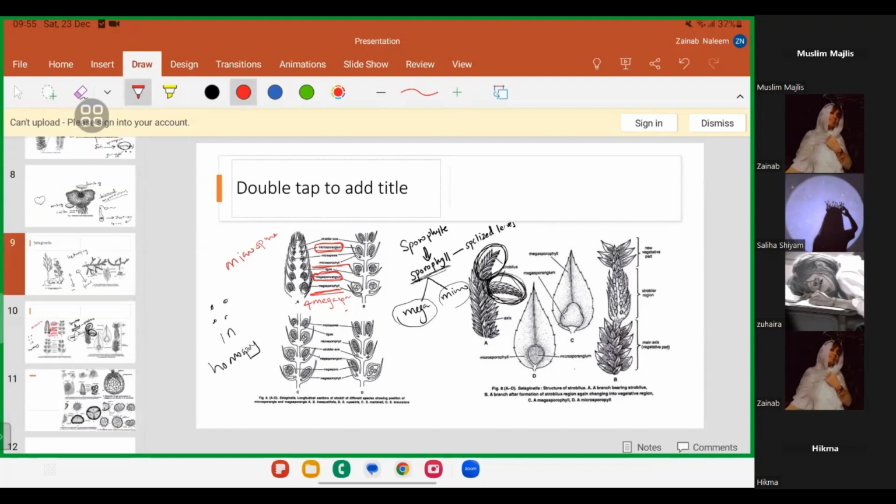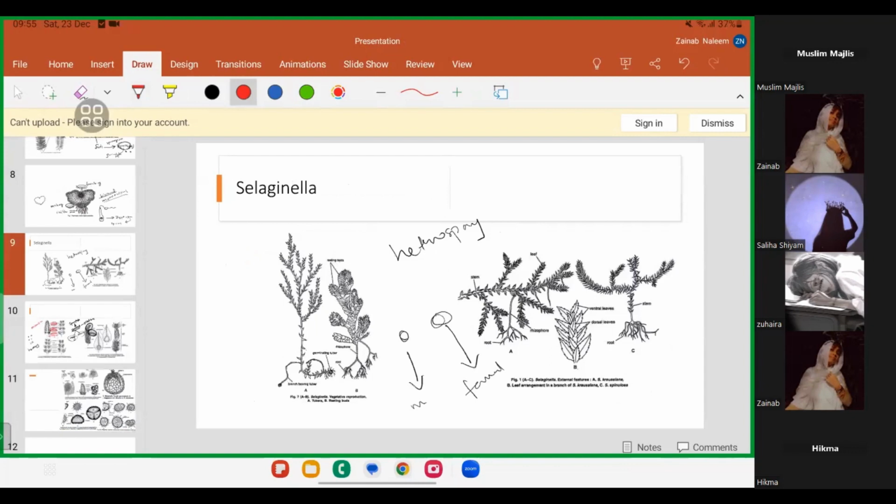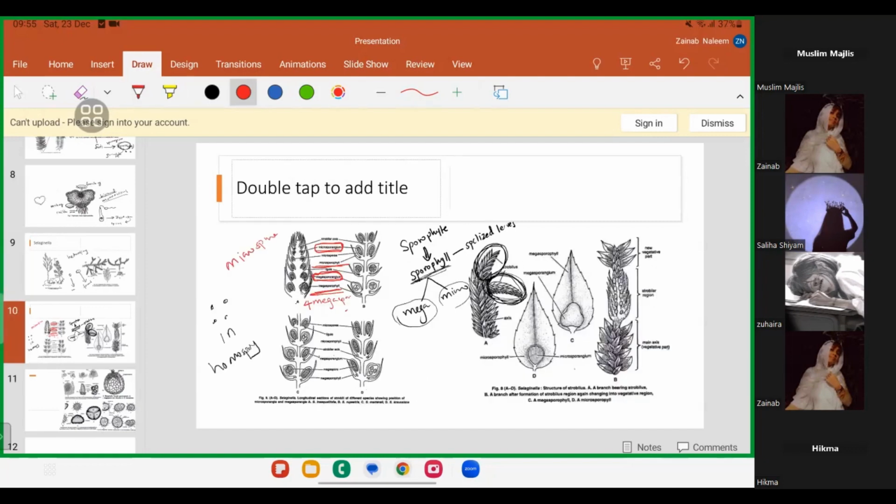So in the Selaginella, the dominant one is the sporophyte. It has the roots, stems, and leaves, and everything. In the sporophyte, we have the sporophyll. It is a specialized leaf. There are two types of sporophylls, megasporophyll and microsporophyll. So we have a structure called the strobilus in there. This is the part that contains the sporangia, so we call it the strobilus.